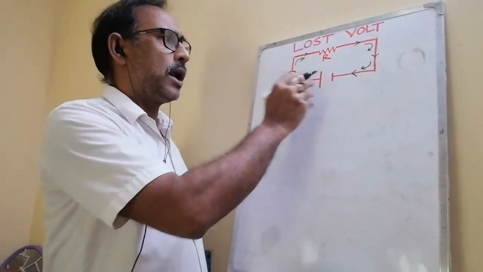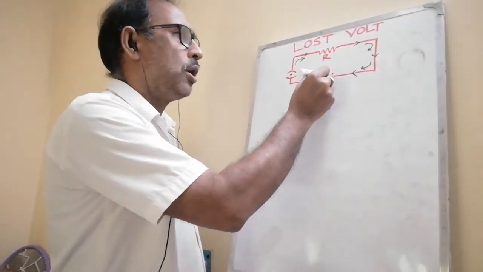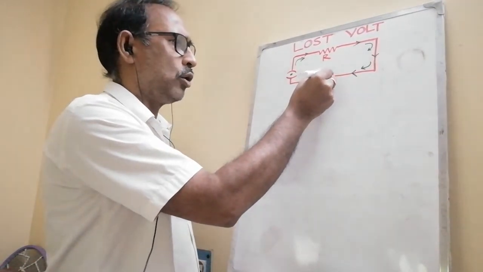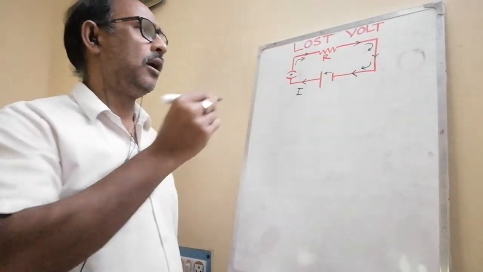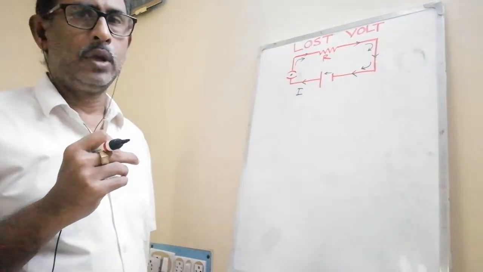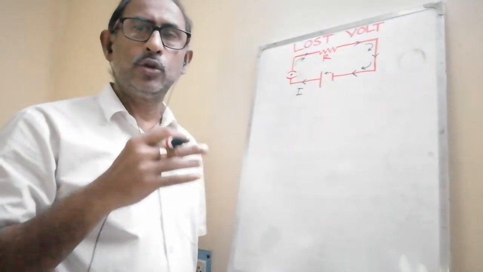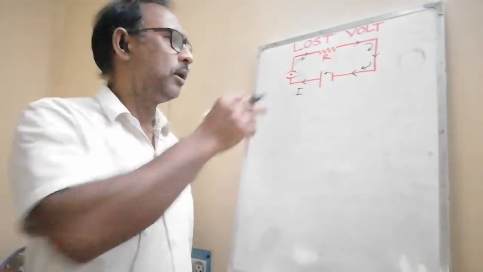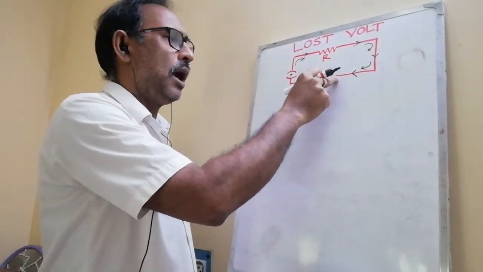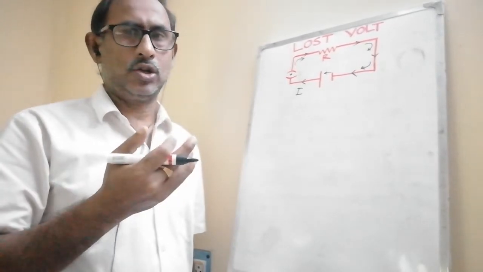And also the current flows through the cell, from the negative terminal to the positive terminal. That means when the current flows through the circuit, it flows through the external circuit, from the positive terminal to the negative terminal, and also through the cell, that means the internal circuit.